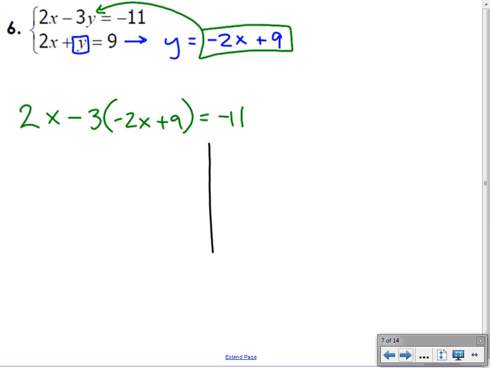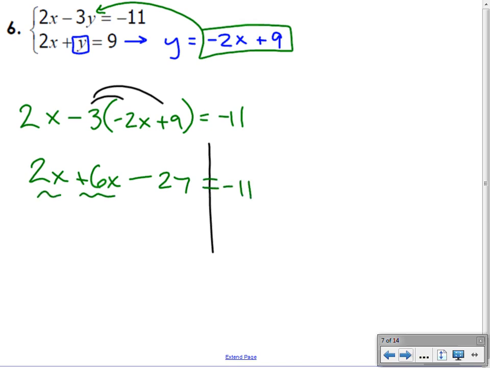So we're solving again. We need to distribute. We get 2x plus 6x minus 27, and that's all equal to negative 11 here. We can combine like terms. We get 8x minus 27 equals negative 11. And then we add 27 to both sides. And then we divide by 8, and we get 2.